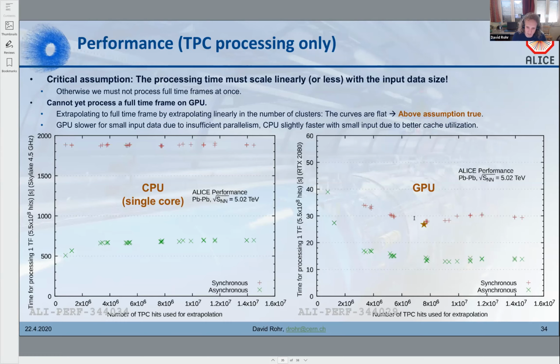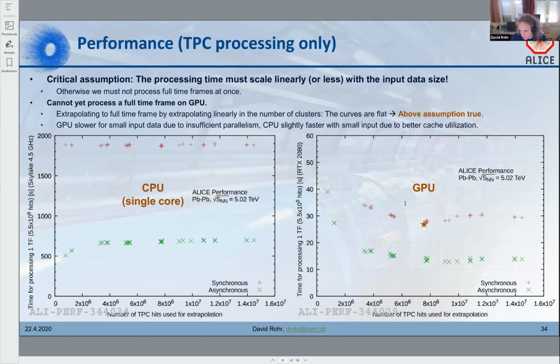And this basically means if the curve is flat, we depend exactly linearly on the input data size. And this is what we need. Because if we wouldn't be linear with the input data, then basically processing 2 times half a time frame would be faster than a full time frame at once, and this would not be reasonable for us. But fortunately, all these curves look very flat after some onset.